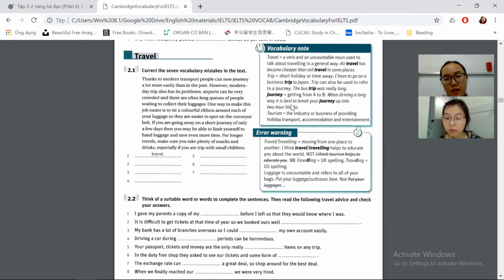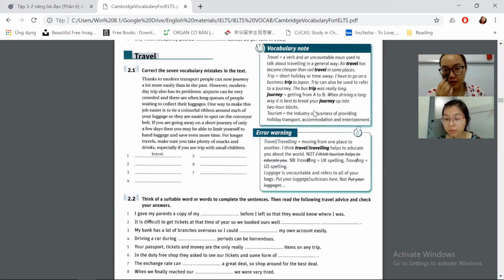Journey is getting from A to B. So when driving a long way, it is best to break your journey up into 2-hour blocks. Just like getting from A to B, we call it a journey. Do you know Journey to the West? Tây Du Ký hả? The Journey to the West. So it's getting from A to B, from the place to the west. So we call it Journey to the West.